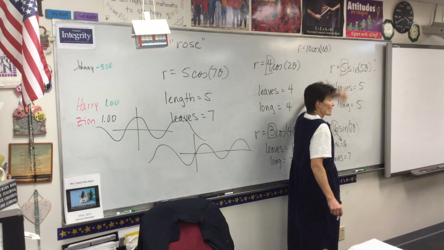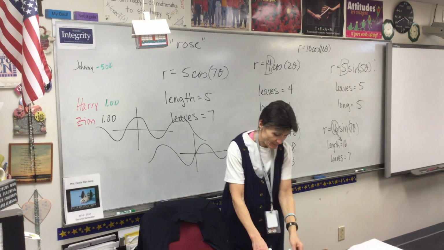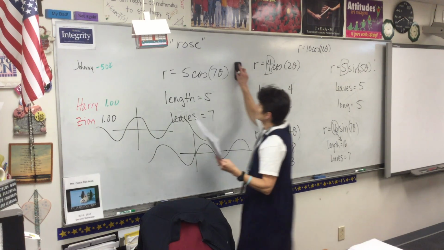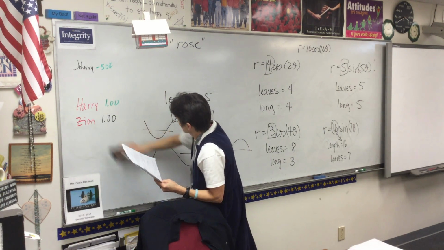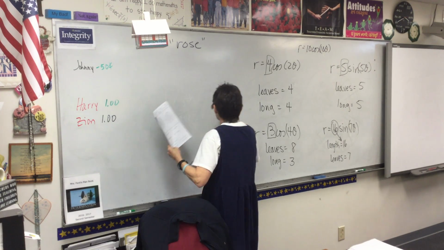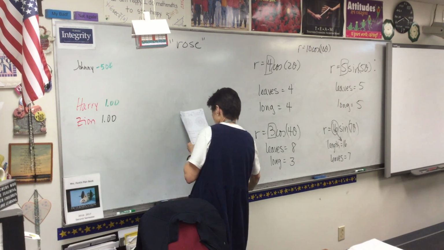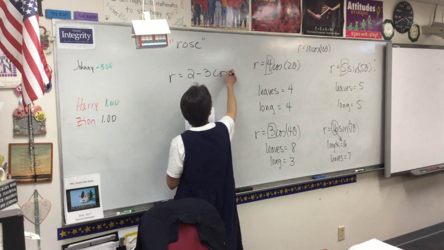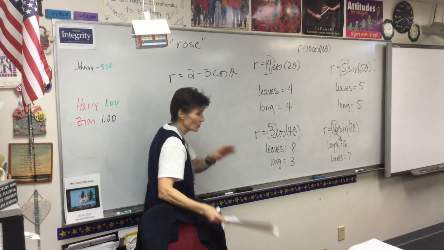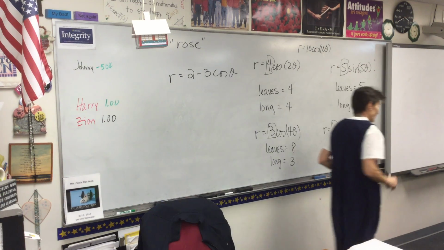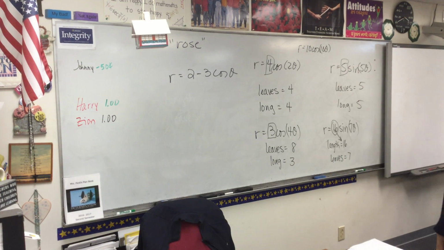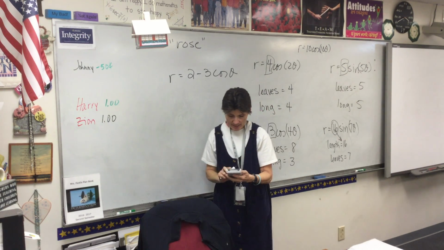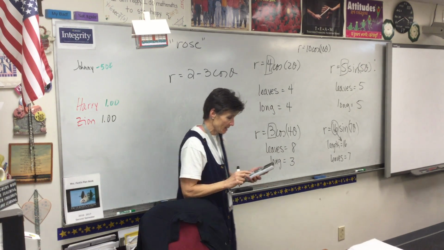Okay? All right, so what's next? Isn't this exciting? What's next? Now we're going to sketch a different kind of equation. R equals 2 minus 3 cosine theta. All right, don't change a thing, just put that equation in. R equals 2 minus 3 cosine theta.